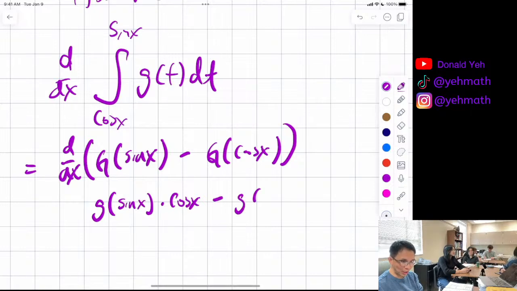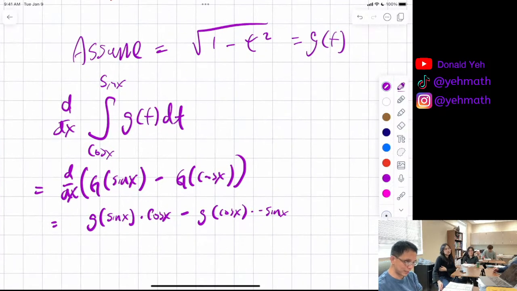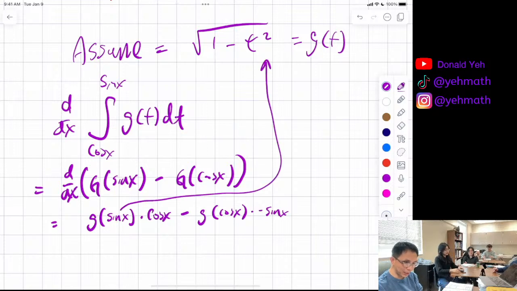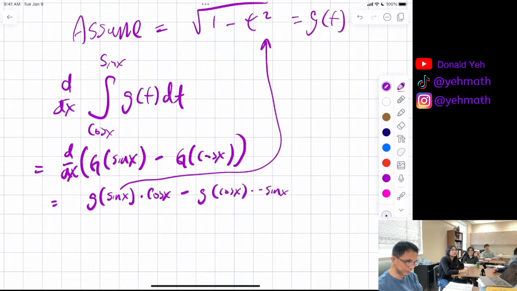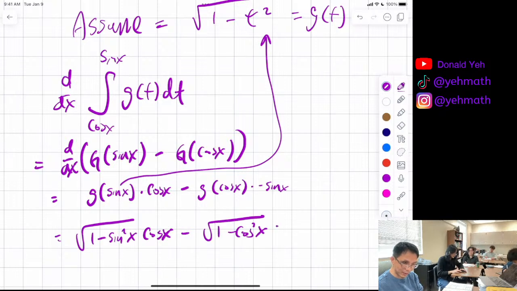Minus g of cosine of x times negative sine of x. Is that okay? And you're like, oh, okay. Now, this is the hardest part, but it's actually easy. This means I'm going to plug in the sine of x into the t. So it'll be square root of 1 minus sine square of x. And that's cosine squared of x with cosine, right? Yep, so it'll be 1 minus cosine square of x times negative sine of x.